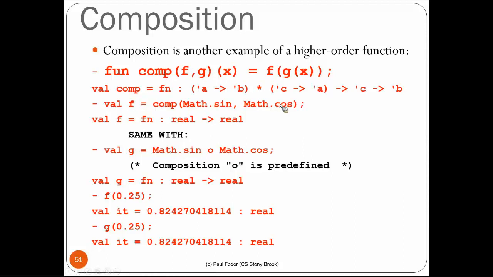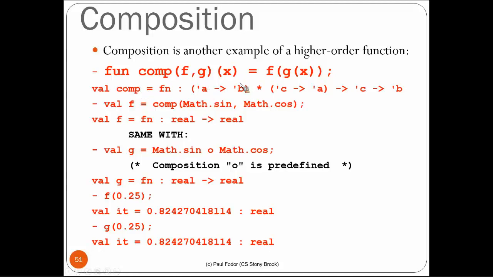So the function f is the composition of sinus with cosinus, and is in fact a function from reals to reals. It's a function that takes elements in the domain of the second function g, and returns results in the codomain of the function f, because the function f has as domain the codomain of the function g.